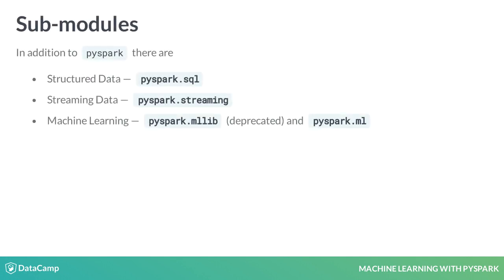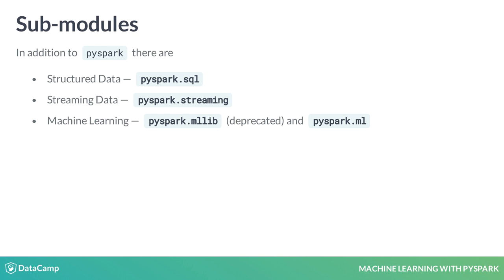In addition to the main PySpark module, there are a few submodules which implement different aspects of the Spark interface. There are two versions of Spark machine learning: MLlib, which uses an unstructured representation of data in RDDs and has been deprecated, and ML, which is based on a structured, tabular representation of data in data frames. We'll be using the latter. With the PySpark module loaded, you're able to connect to Spark.